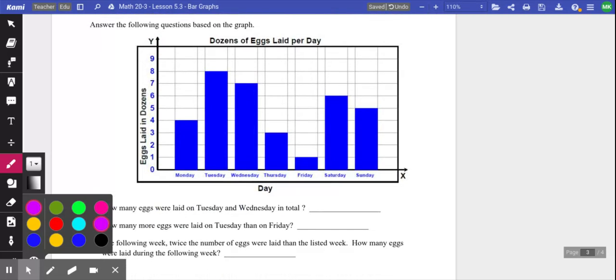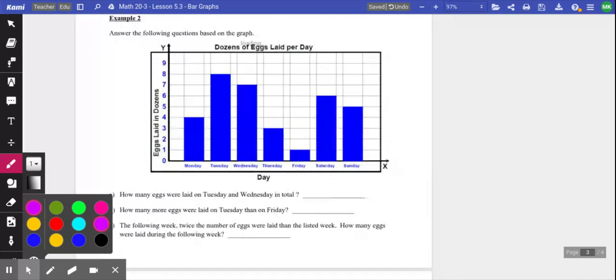Down here, we have a bar graph already filled out for us. So it's dozens of eggs laid per day. So you have each day across the bottom and then the number of eggs laid in dozens. So the first question says, how many eggs were laid on Tuesday and Wednesday? So if we look at Tuesday, it goes all the way up to 8 dozen. So on Tuesday was 8 times 12 for 96 eggs. That's on Tuesday.